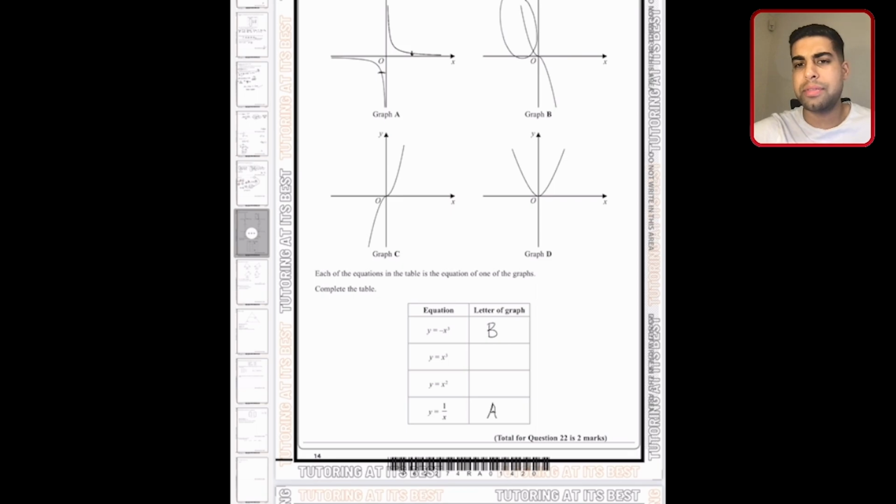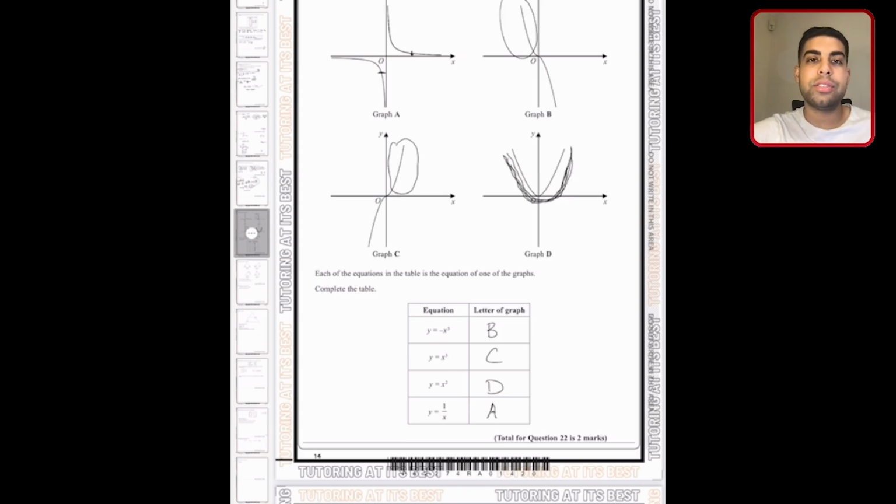Before moving over to graph C. And graph C looks the total opposite of graph B. And we know it's on the right side, so it's going to be a positive. So we then know that graph C is going to be y equals x cubed. And then we're left with our final one, which is graph D. This is x squared. And we know that because it's got a happy face. That's the way I remember it.